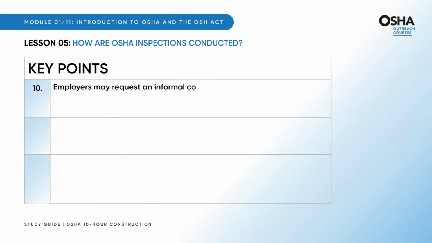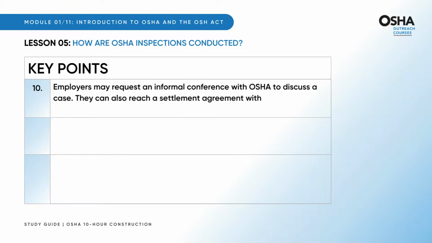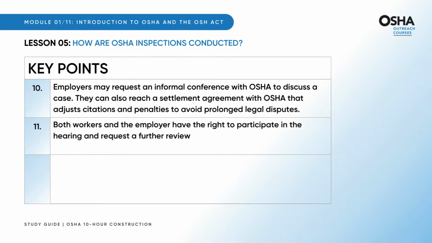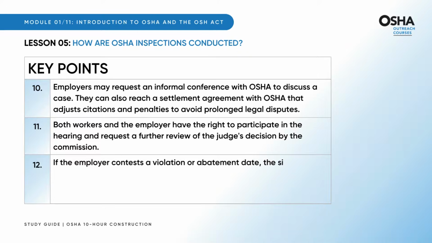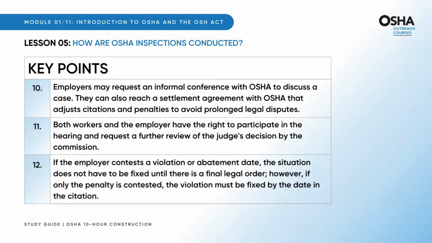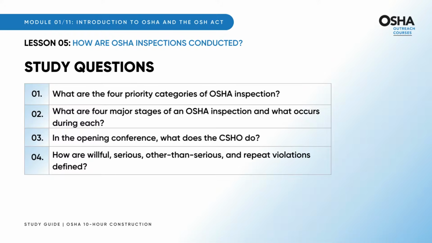Employers may request an informal conference with OSHA to discuss a case. They can also reach a settlement agreement with OSHA that adjusts citations and penalties to avoid prolonged legal disputes. Both workers and the employer have the right to participate in the hearing and request a further review of the judge's decision by the Commission. Lastly, if the employer contests a violation or abatement date, the situation does not have to be fixed until there is a final legal order. However, if only the penalty is contested, the violation must be fixed by the date in the citation. Now, look at the study questions.